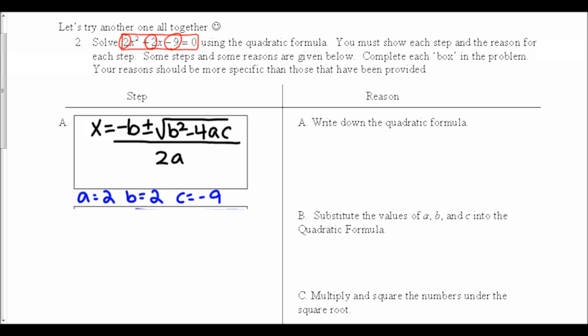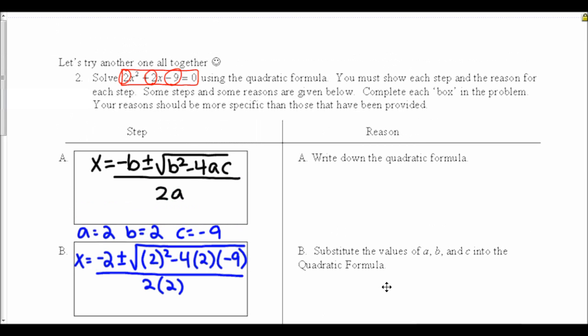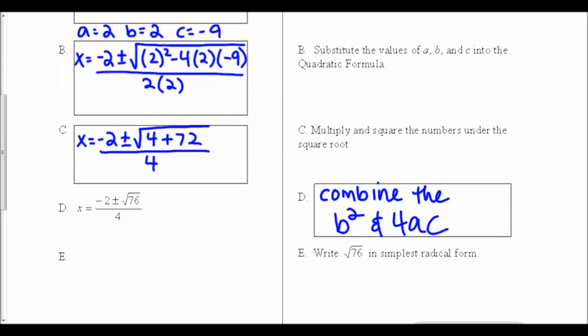Now I'm going to plug these values for a, b, and c into that quadratic formula. So I've plugged each of these values for a, b, and c into the quadratic formula. I'm going to scroll down. In my next step, I'm going to simplify. The opposite of 2 was negative 2, and I could put my 4 plus 72 together to get 76 underneath the square root.